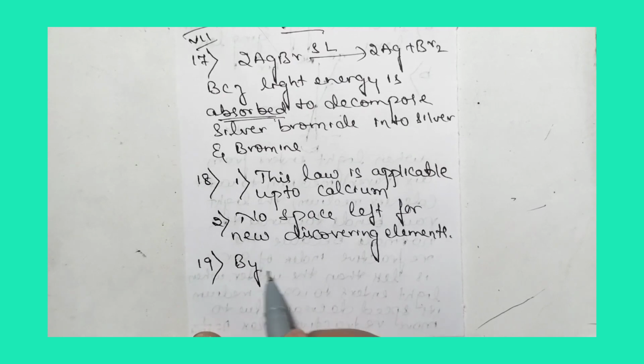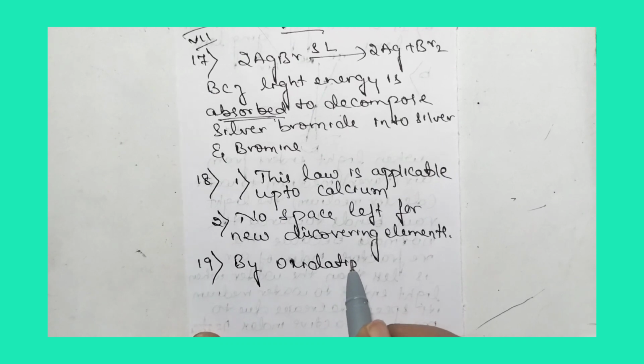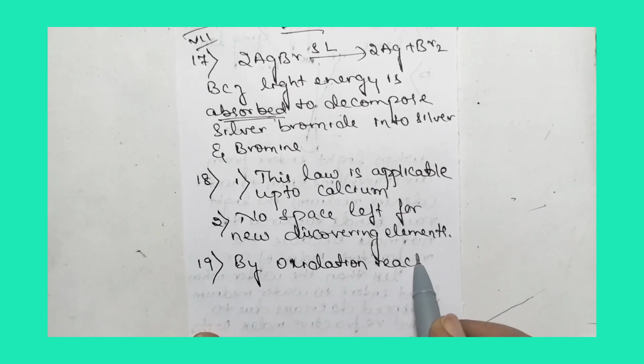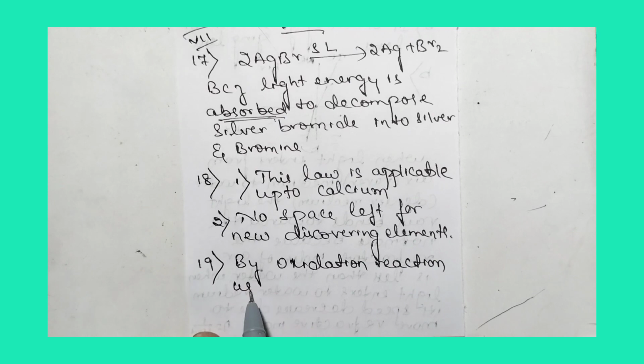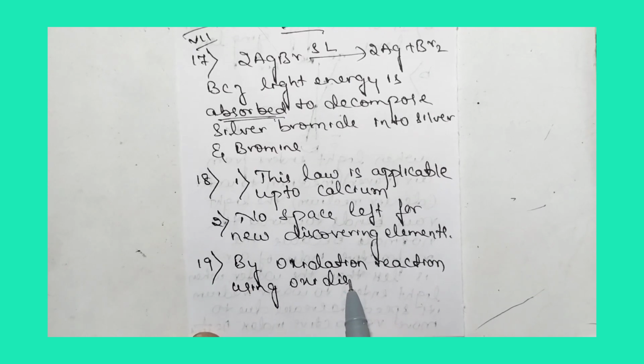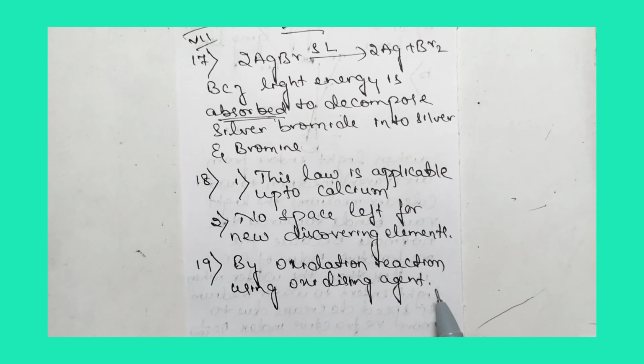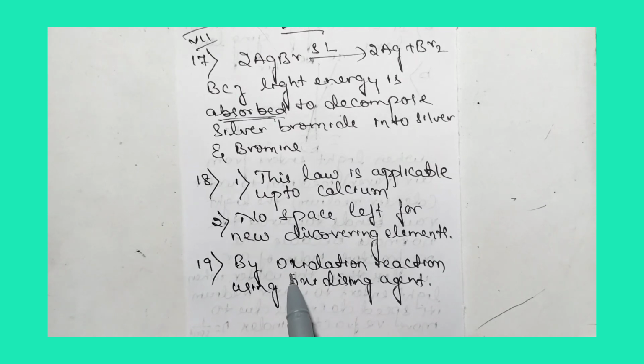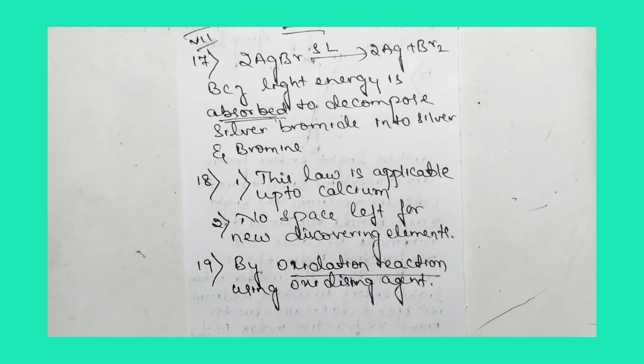by oxidation reaction, using an oxidizing agent. So by using an oxidizing agent we can convert ethanol into ethanoic acid. That reaction is called an oxidation reaction. So this is the answer for the 19th question.